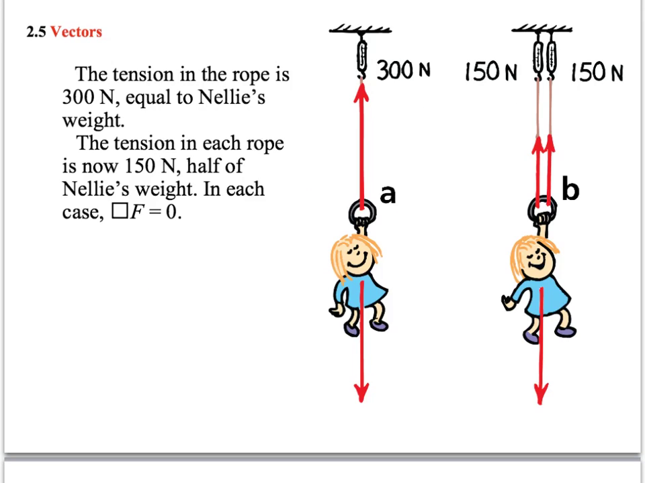And here we have an illustration of the think question from a couple slides back. If Newton Nelly has a weight, in this case measured in newtons, of 300 newtons, and she's hanging by one rope, the scale is going to read 300 newtons. If she's hanging by two scales on two separate ropes, each scale is going to be half of her weight. If you were to take these two vectors and stack them end to end, it should equal this one.